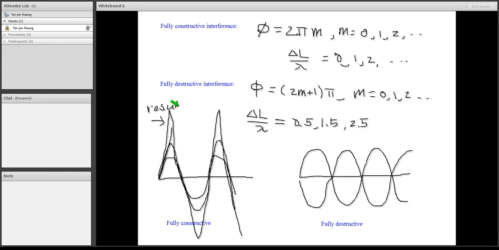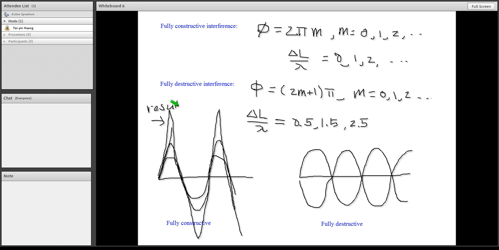So this is when the phase difference is equal to 2 pi times the integer. And if you use the equation from the previous page, you'll find that the path length difference of the two sound waves over one wavelength is equal to 0, 1, 2, 3. So these are the conditions for the two waves to interfere constructively. When they interfere fully constructively, it means that the amplitudes of the waves add up, so you get a very large sound.